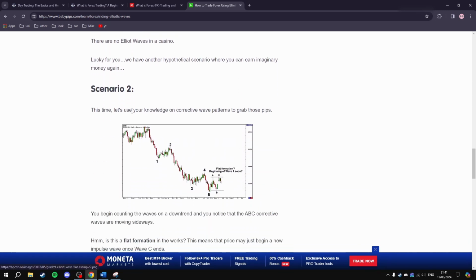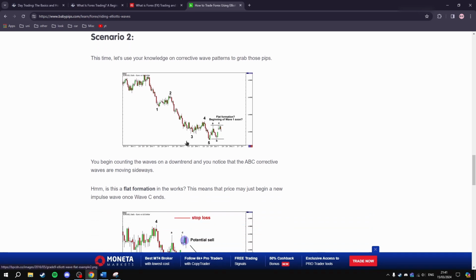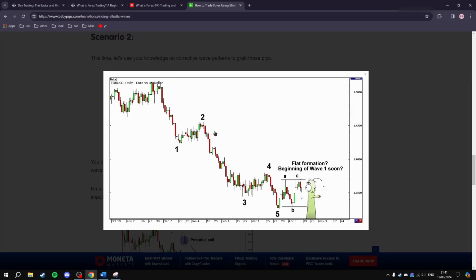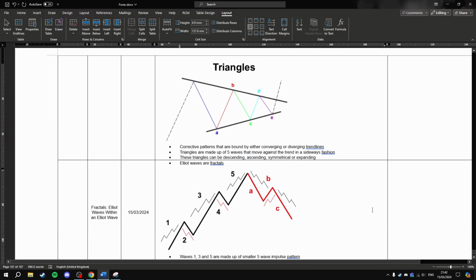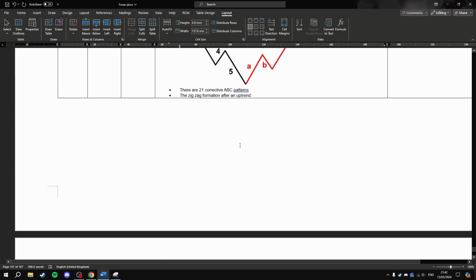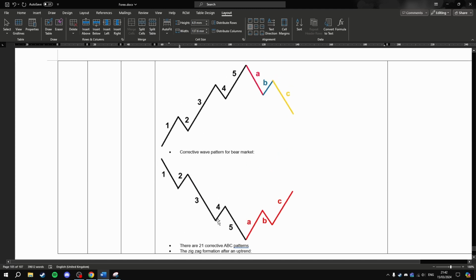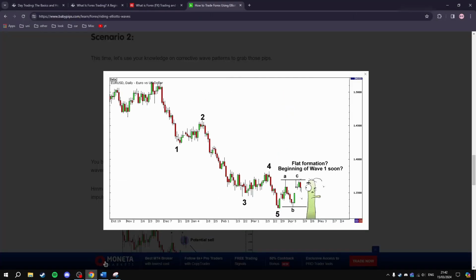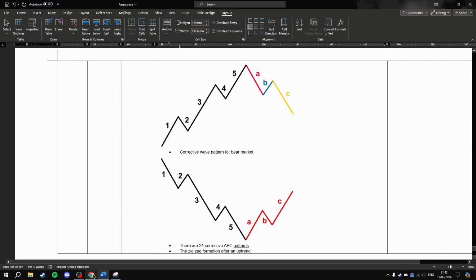Scenario 2. This time let's use the knowledge on corrective wave patterns to grab those pips. So 1, 2, 3, 4, 5. Right, that's for a bear one. 1, 2, 3, 4, 5. 1 is down, 2 is up, 3 is down again, 4 is up, 5 is down. Yep.